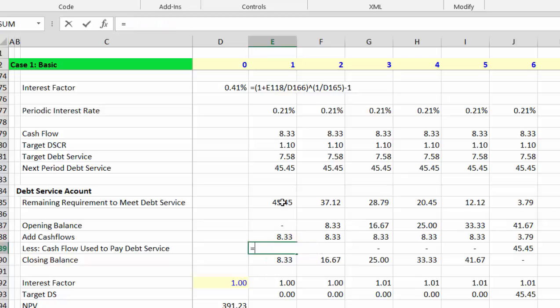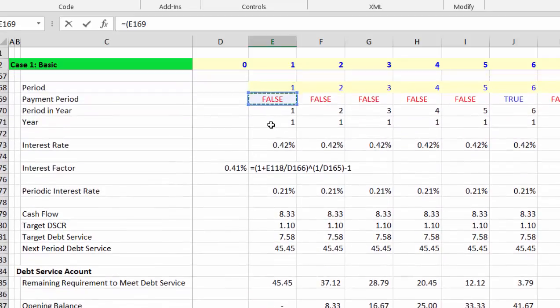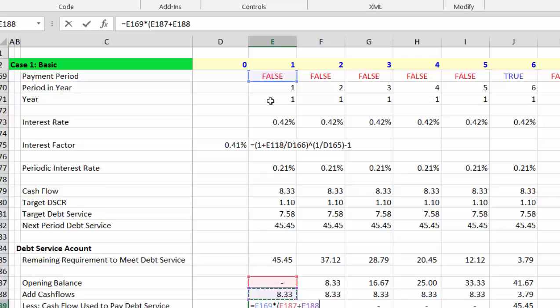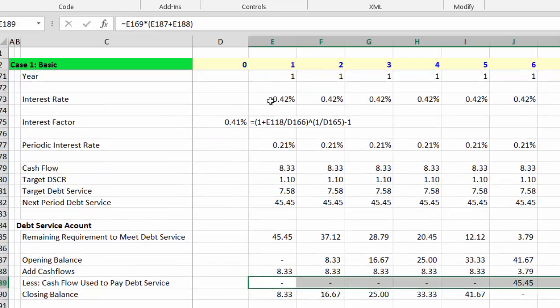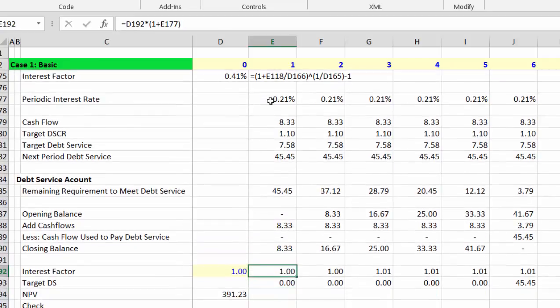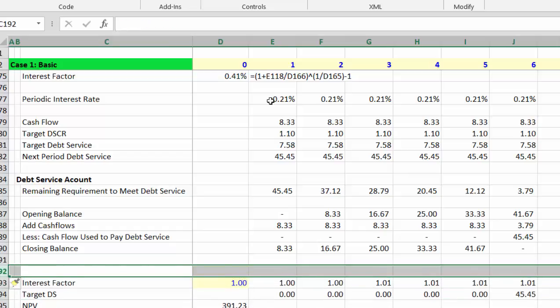On the days on which we have to actually pay the interest, let's multiply that by the amount that's in opening balance plus the amount that you've taken so far. That's the amount of debt service we're actually going to pay. And the closing balance is the opening balance plus the cash flow. So now, let's put our target debt service here. I think I've got these backwards. How about I insert a line.